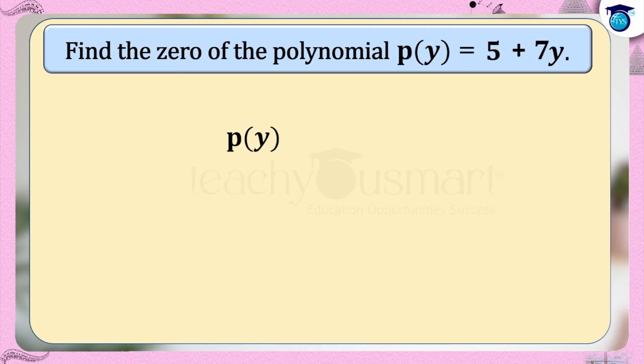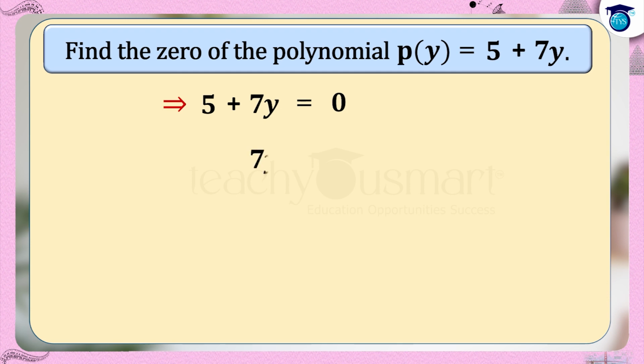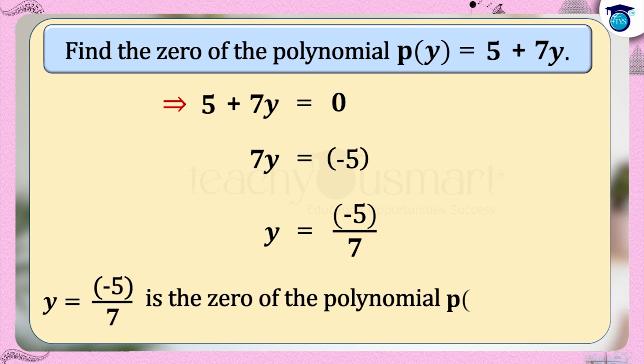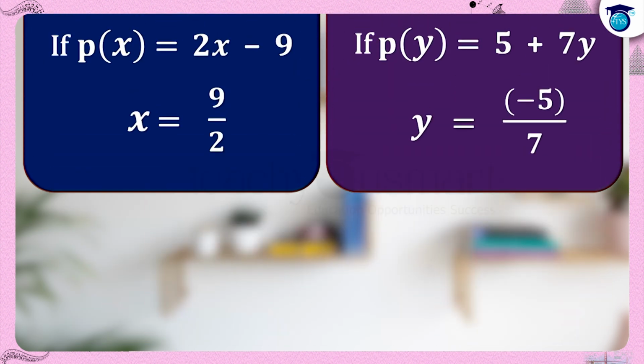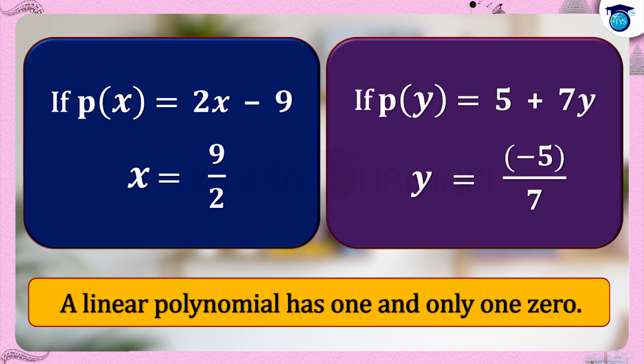To find the zero of p of y, equate p of y to 0, which implies 5 plus 7y equals 0. That is, 7y equals minus 5, or y equals minus 5 by 7. Therefore, y equals minus 5 by 7 is the zero of the polynomial p of y equals 5 plus 7y. By observing these two examples, we can see that both polynomials are linear, and there is only one zero for each polynomial. That is, a linear polynomial has one and only one zero.